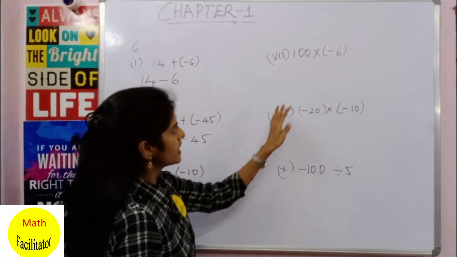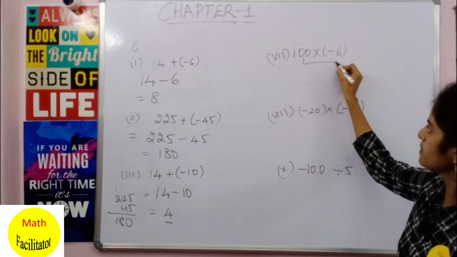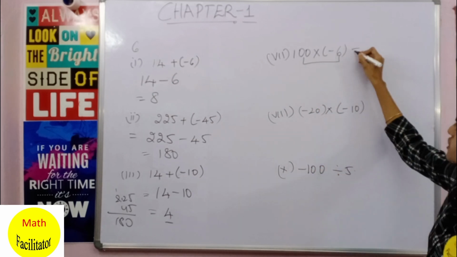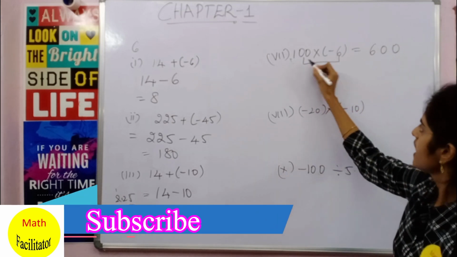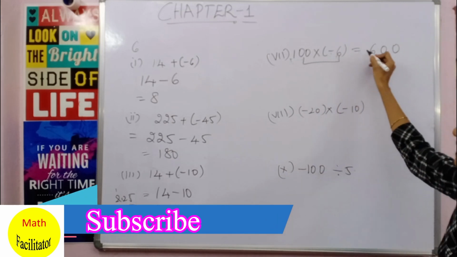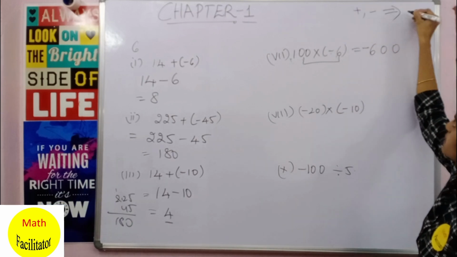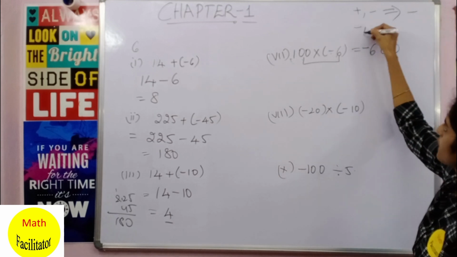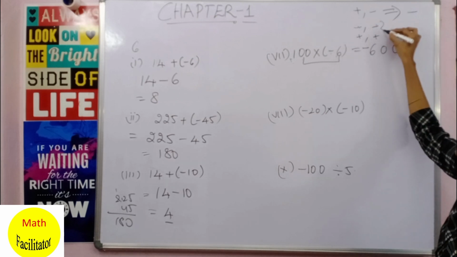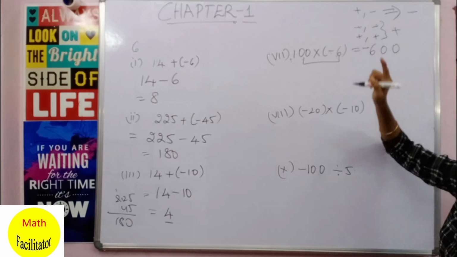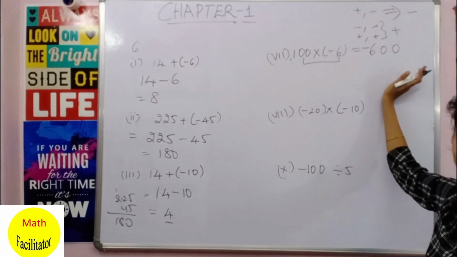Very simple. Now look here, 100 into minus 6. Firstly you will multiply these two numbers, 100 into 6. So 100 into 6 is 600, and 100 has a plus, and here you have minus. So plus into minus is minus. As I told you, 1 plus and 1 minus, the answer will be minus. If you multiply 2 negatives or if you multiply 2 positives, the answer will be positive. Otherwise, if you are multiplying 1 positive and 1 negative, the answer will be negative. Okay, so this is minus 600.